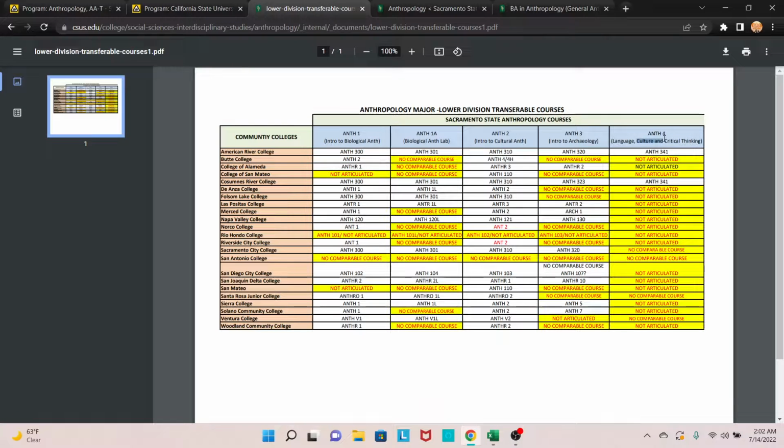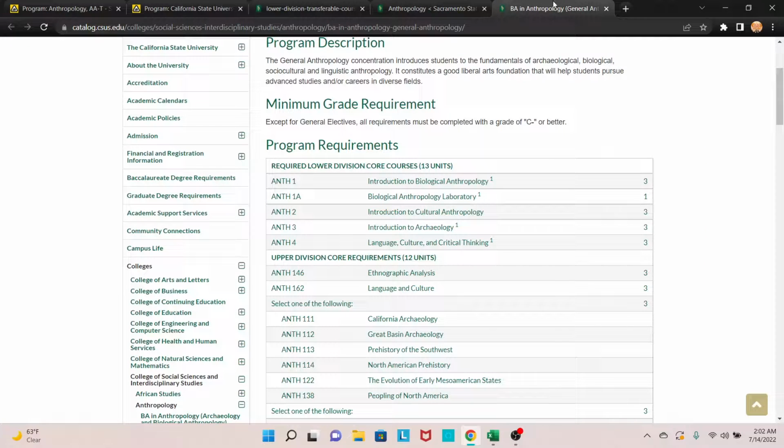Judging by this list, for Sac State's Anthro 4, Language, Culture, and Critical Thinking, San Joaquin Delta College does not have an articulated equivalent, which means that if I were to transfer to Sacramento State, I would have to take their Anthro 4 class, which is Language, Culture, and Critical Thinking.